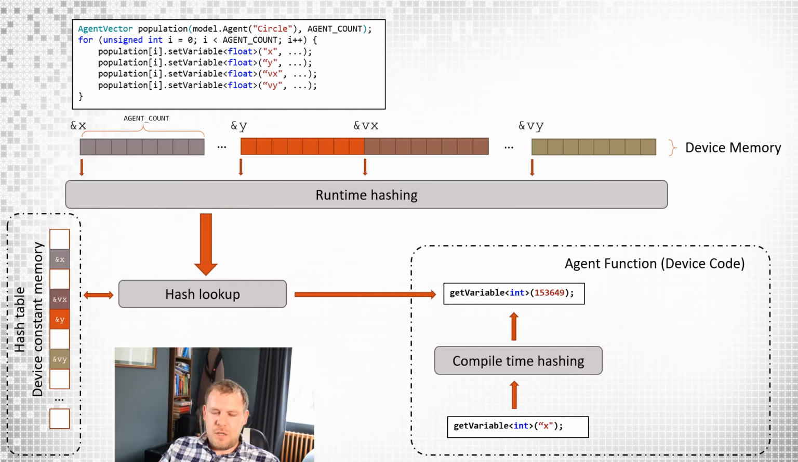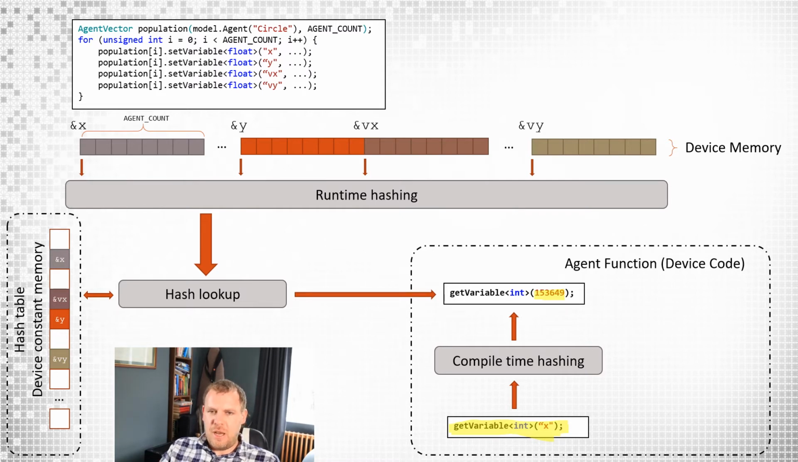Just to summarize what happens with compile time hashing, we can look at this diagram. Initially we start with something within one of our agent functions, which corresponds to device code, where we say get an agent variable, in this case a variable called x. Well, that's compile time hashed into an integer value. The hash lookup can then be applied as a device function, which will look up the pointer to a piece of memory, and those pointers are stored within a hash table in device constant memory.